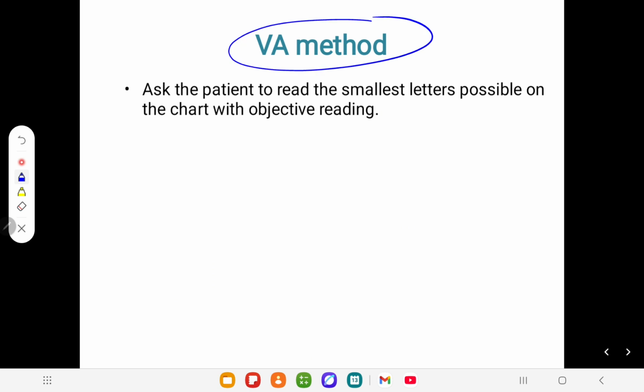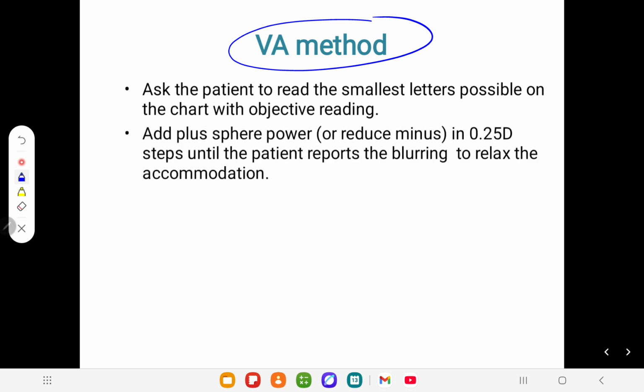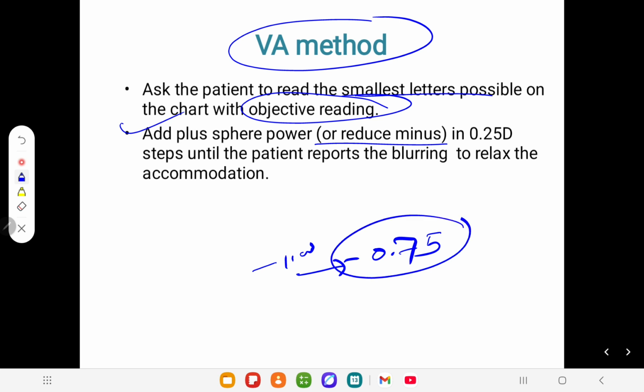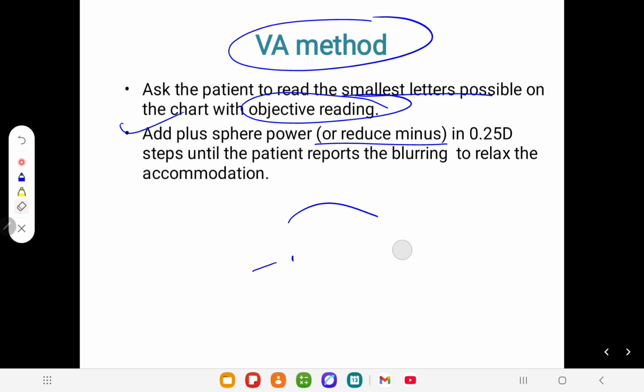Ask the patient to read the smallest letter possible on the chart with the objective reading. First place the objective reading and then ask the patient to read the smallest letter possible, and add plus sphere power or reduce minus. For example, if you have a power of -1 objectively and you move towards -0.75, this means adding plus, and this also means reducing the minus. So that's the concept. In many refractions these terms come, add plus or reduce minus, just don't worry about it.